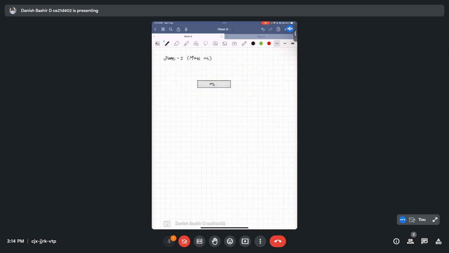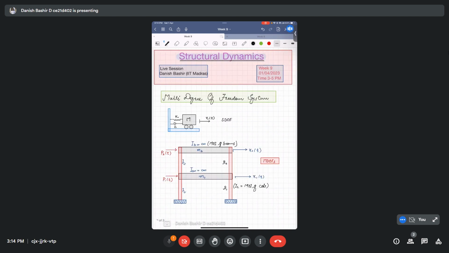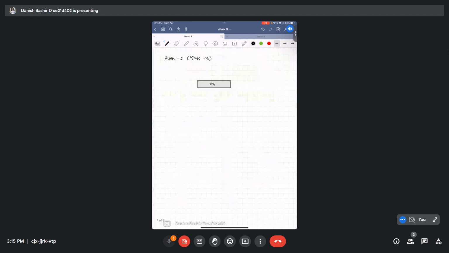So for M1, because of the bending stiffness of the lower columns, when the excitation P1 of t acts in this x1 direction, so motion is in this direction, this stiffness will try to force the system back to equilibrium. So for this M1, the restoring force K1 X1 will be in this direction. Okay, K1 X1 will be in this direction.